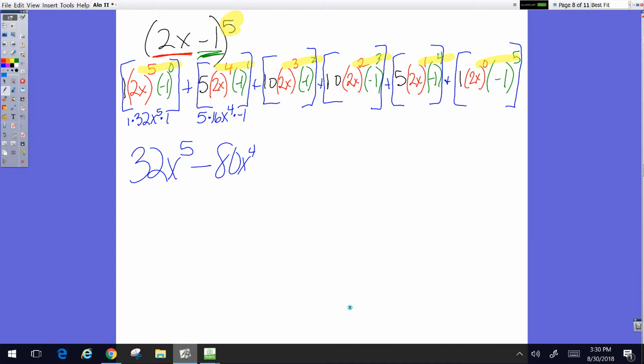We move on to the next one. Okay? So this is 10 times 8x cubed times, what is negative 1 squared? Negative 1 squared is 1. So this is positive 80x cubed.